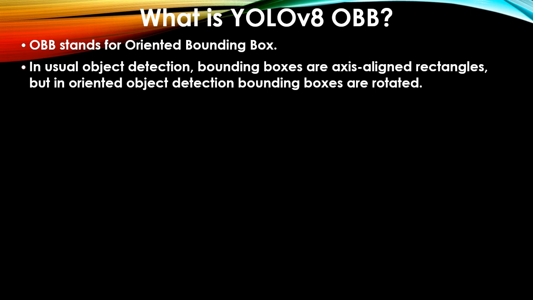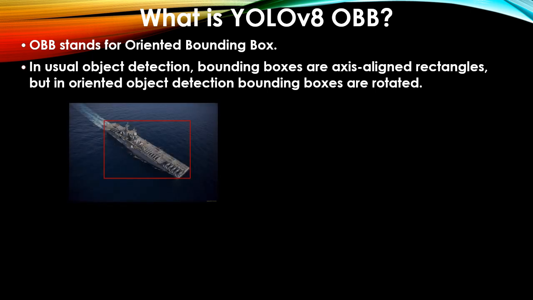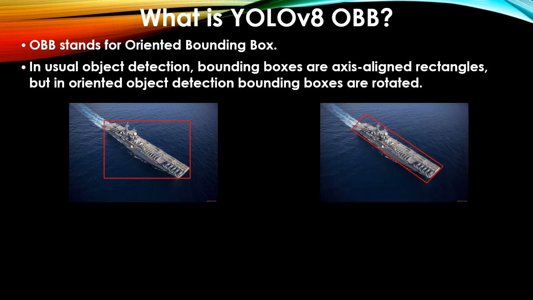So, what is OBB? OBB stands for Oriented Bounding Box. In usual object detection, bounding boxes are axis-aligned rectangles like in the left image. But in case of oriented object detection, bounding boxes are rotated.